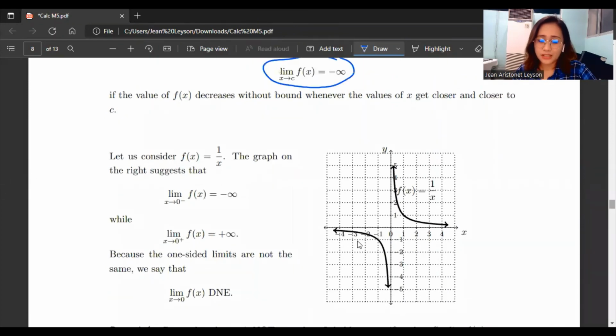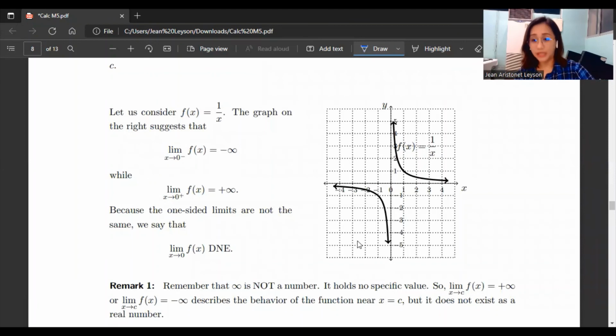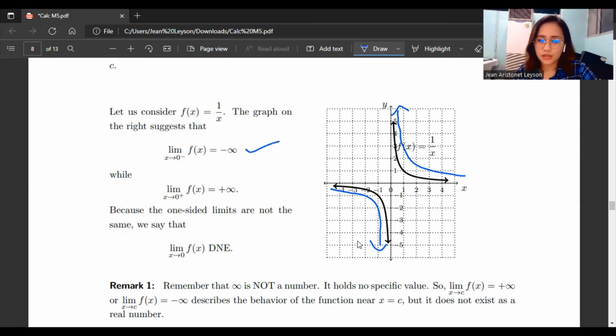So we have one last example right here. By simply looking at the graph of the function, we have the function 1 over x. So this is the graph of our function. As you can see right here, as x approaches 0 from the left side, the limit of the function decreases without bound. The value is getting smaller and smaller. Whereas from the right side of the function, as we can see in the graph, the values get larger and larger, that's increasing. So from the left, the limit is negative infinity. From the right, the limit is positive infinity.